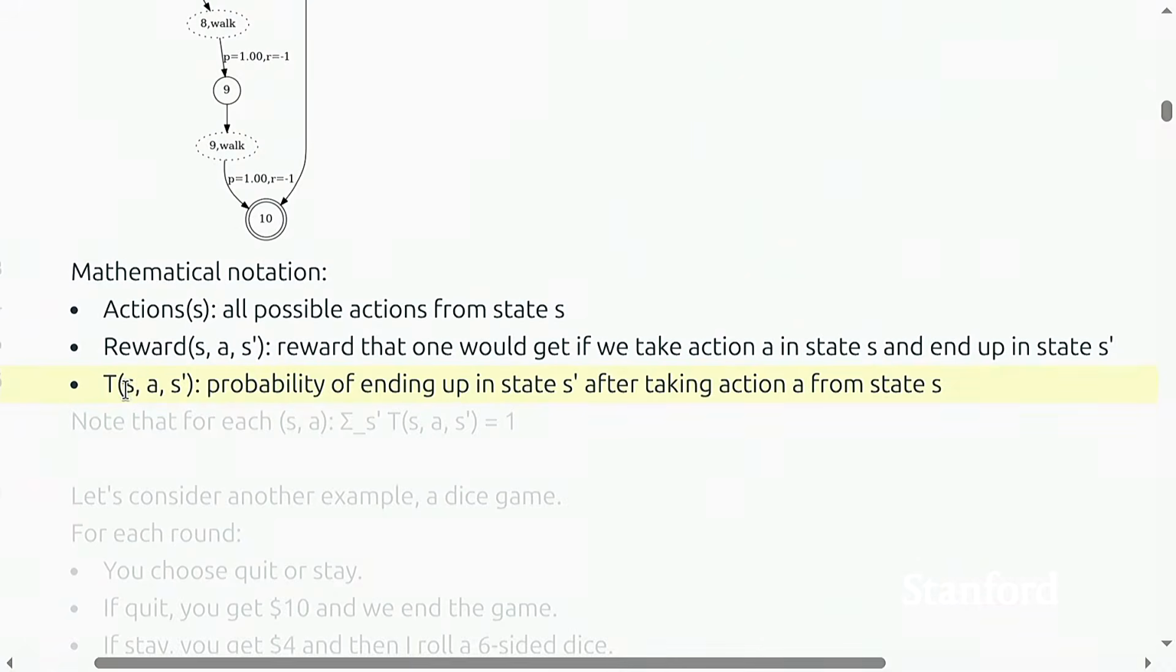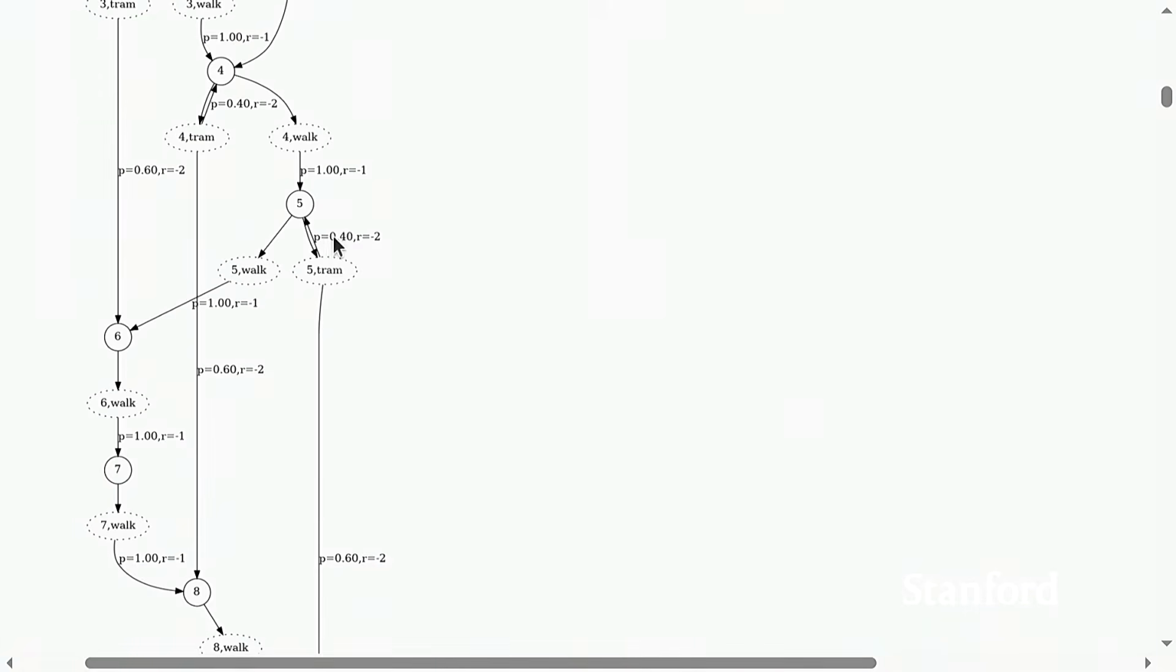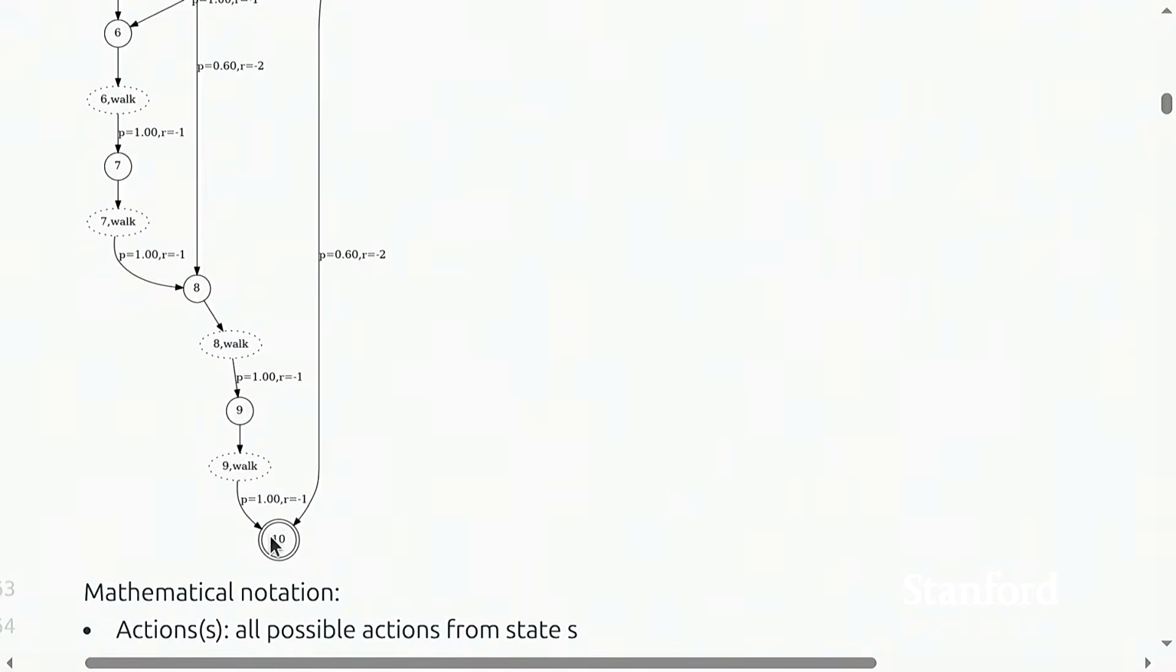And the probabilities of chance are governed by this transition function T. Again, the same type signature here. So I have S, which is a state. I took action A, and then I end up in state S prime with this probability. So in this example, this P is a transition probability. So transition of 5, tram, and 5 is 0.4. Transition of 5, tram, and 10 is 0.6.